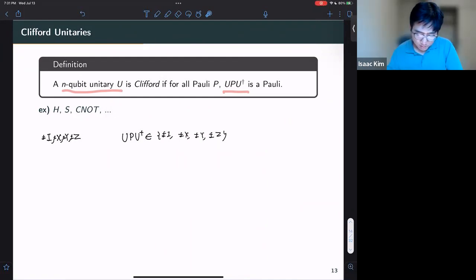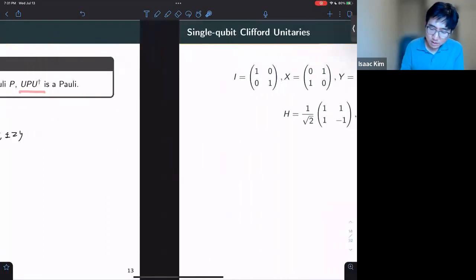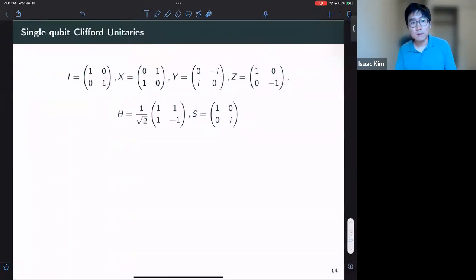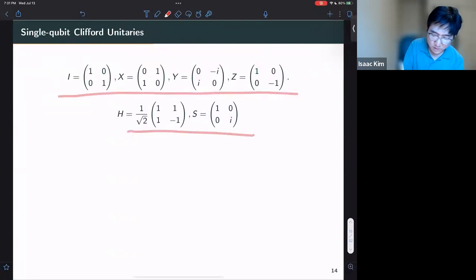Okay. All right. So coming back to this, we defined Clifford unitaries. For the single qubit case, the Clifford unitaries are very simple. One can actually show that they are just generated by these matrices.